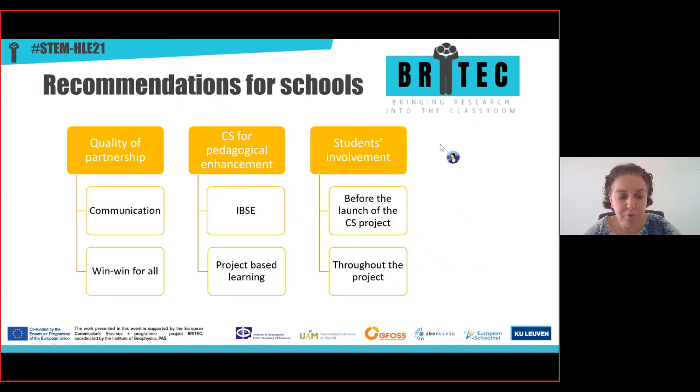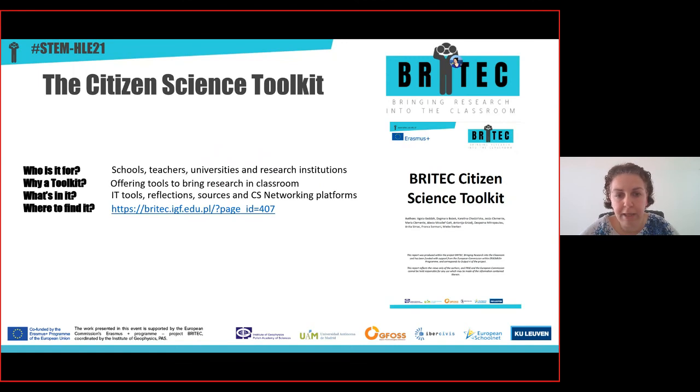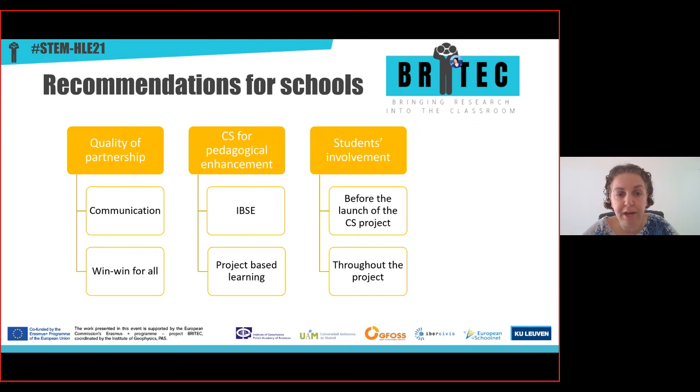Now, moving on to the recommendations. The first issue that we want to put the spotlight on is that of formulating quality partnerships. So the responsibility, of course, doesn't lie entirely on the school. It is a partnership, so the universities also have a role to play. So for this reason, we're recommending to establish right from the start good communication patterns. So make sure that there are regular meetings, that there are shared calendars, that there is a very clear understanding and agreement when it comes to roles, responsibilities, and expectations. But also, make sure that whatever the project is going to be, there is something in it for both parties.